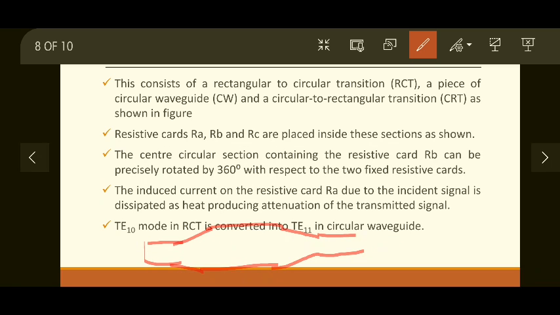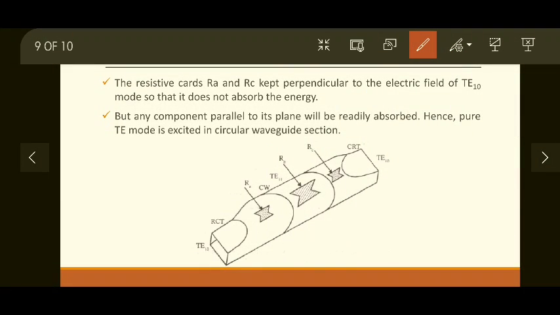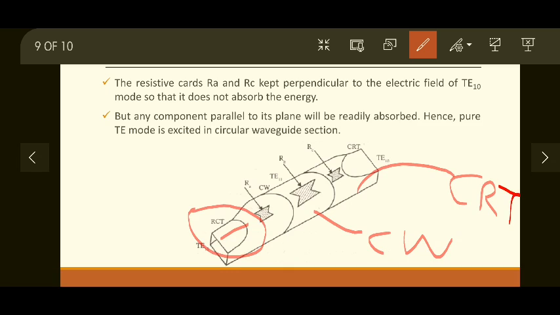We will see the diagram. So there are three types of waveguide sections in this type of attenuator: RCT, CW and CRT. Resistive cards RA, RB and RC are placed inside these three sections as shown in the figure. Let's see the figure. We have seen this diagram already. This is RCT, rectangular to circular transition. This is CW, that is circular waveguide, and this is CRT, that is circular to rectangular transition.